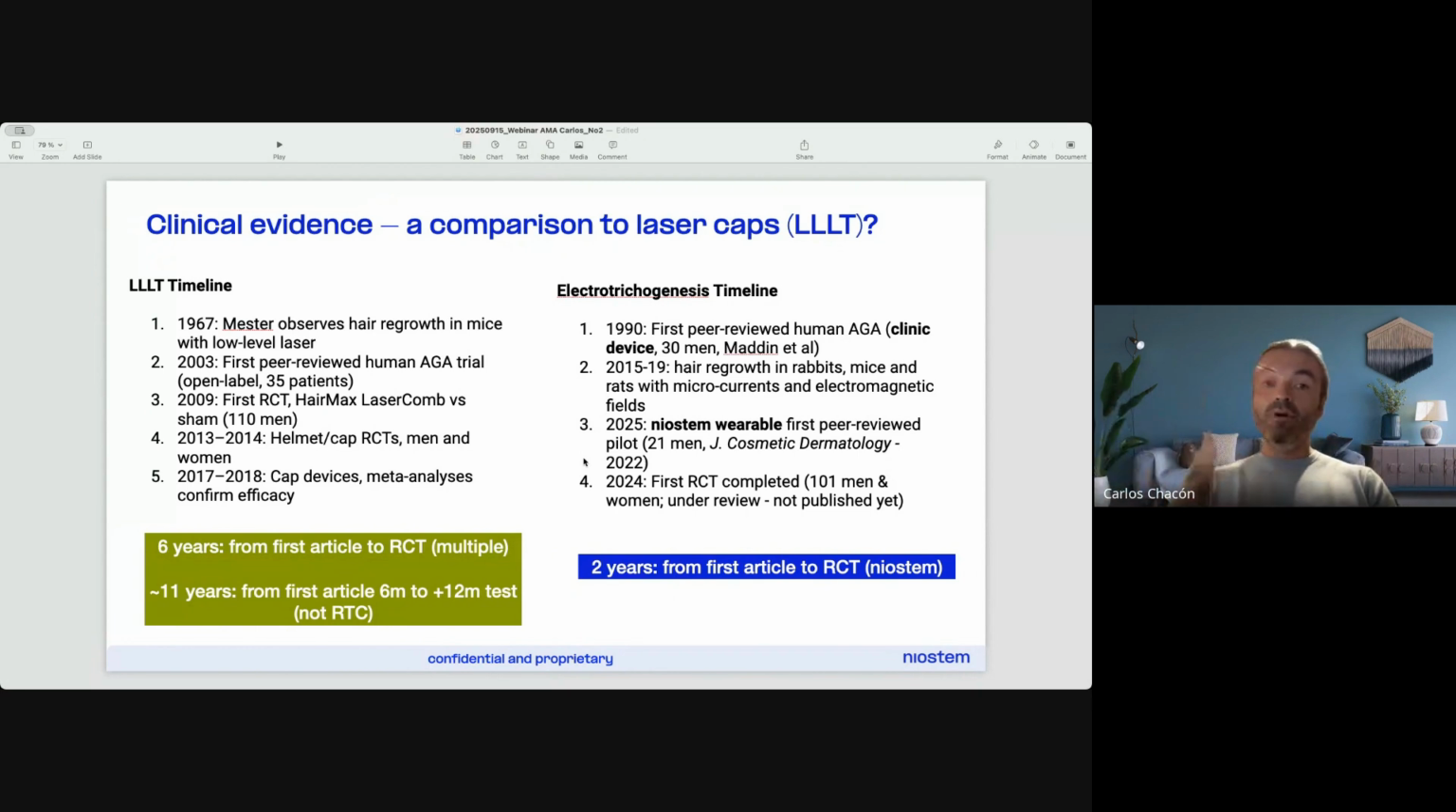Now we have gone from the idea of making this a wearable device to testing it in people. Our pilot, Journal of Cosmetic Dermatology 2025, and even the randomized control trial, which we finished last year. So it's only 2 years. For a startup of, let's say, 4 to 8 people, it's already a big achievement, in my opinion.